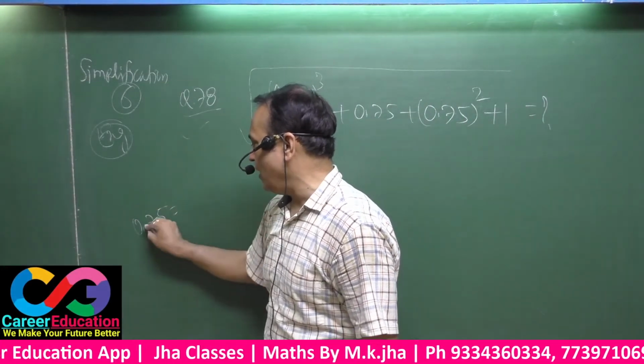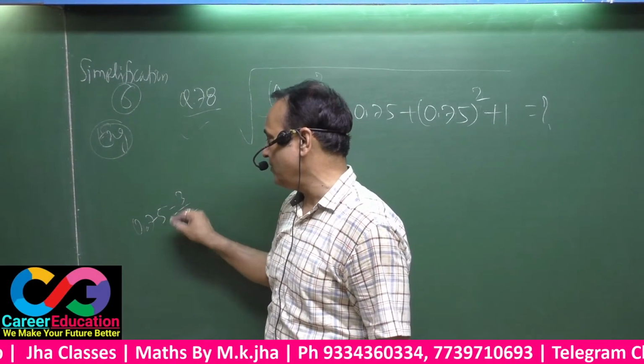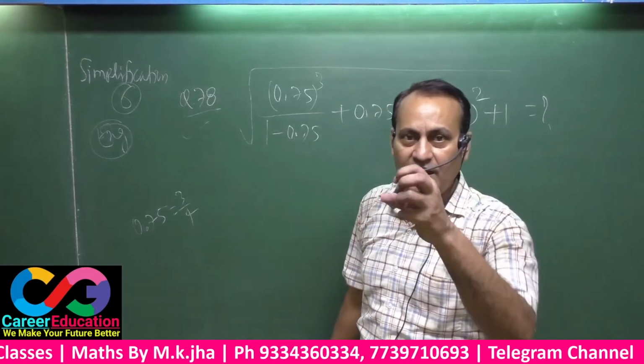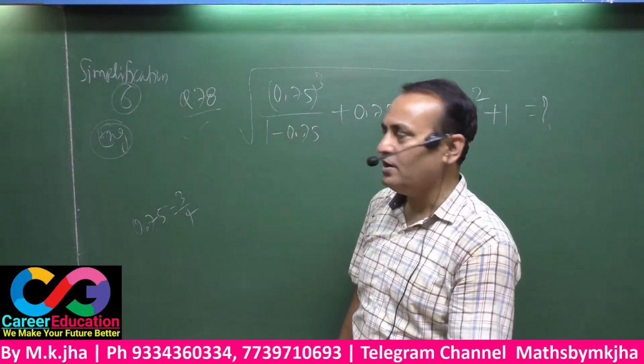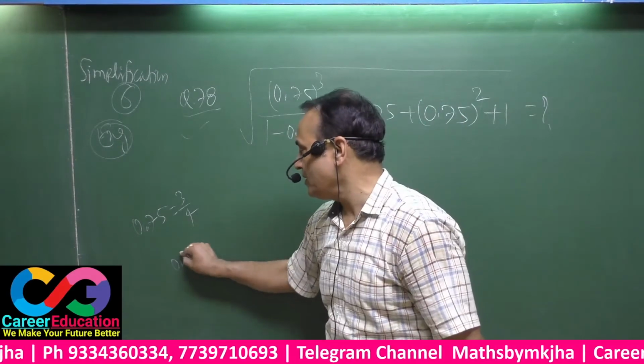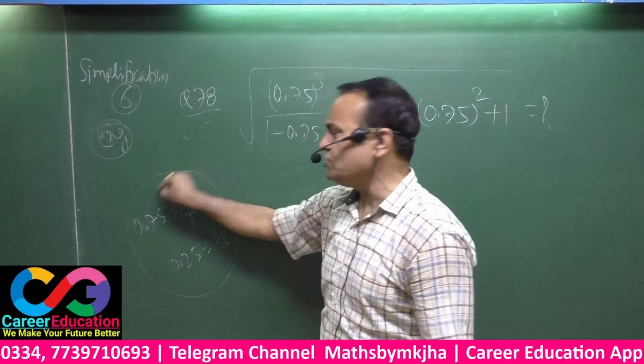That means 0.75 is 3 by 4 only. How? 75 by 100. 25 threes are 75, 25 fours are 100. That means 0.25 equals 1 by 4. You have to put these values here.